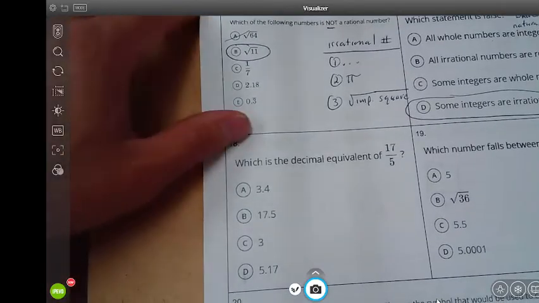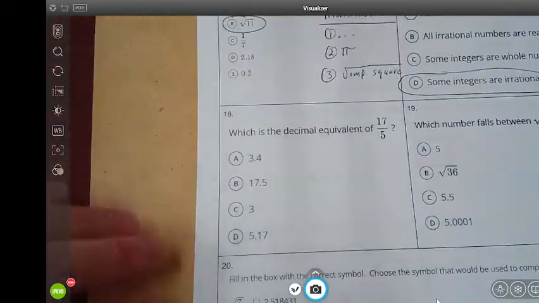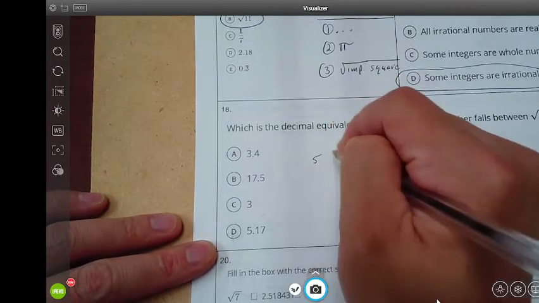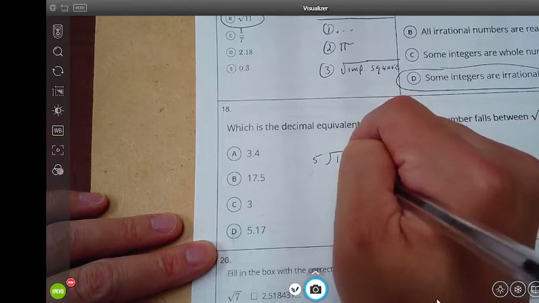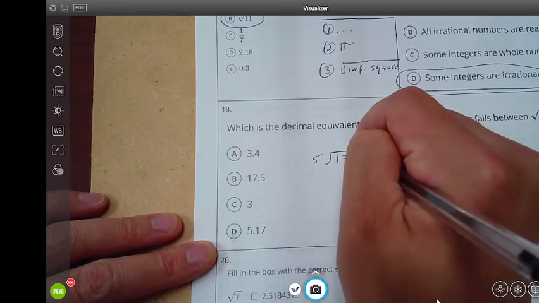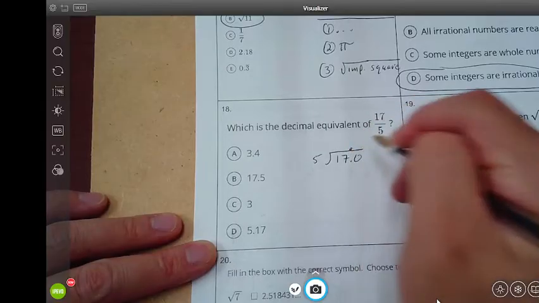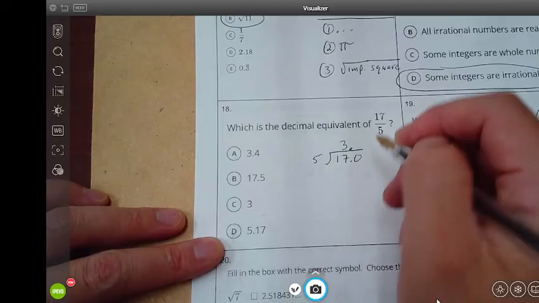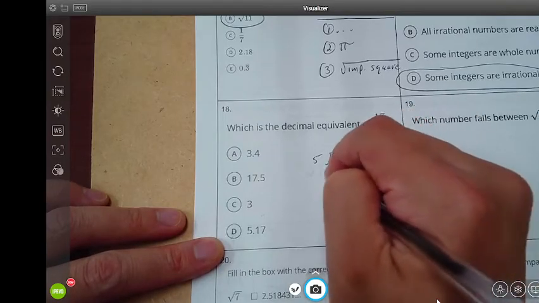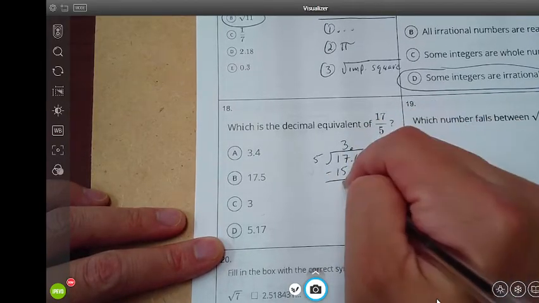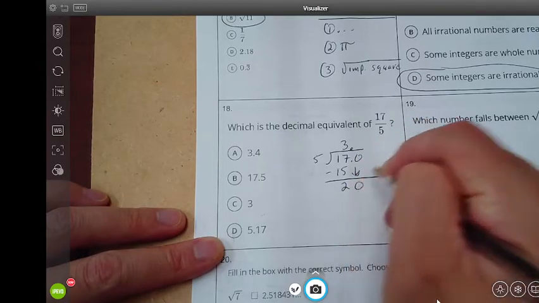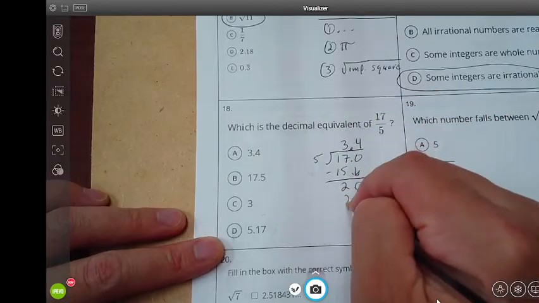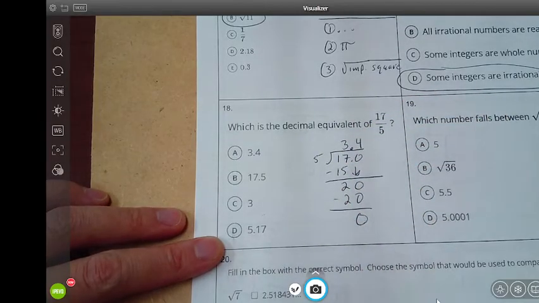All right, number 18, which is the decimal equivalent to 17 over 5. So let's go ahead and do some long division here. We have 5 going into 17, and I want to put a 0.0 afterwards and put the decimal right above there. All right, 5 goes into 17 3 times. 3 times 5 is 15. I'm going to subtract. 17 minus 15 is 2. I'm going to bring down the 0. Now 5 goes into 20 4 times. 4 times 5 is 20. I subtract, I get a remainder of 0. So it's 3.4.